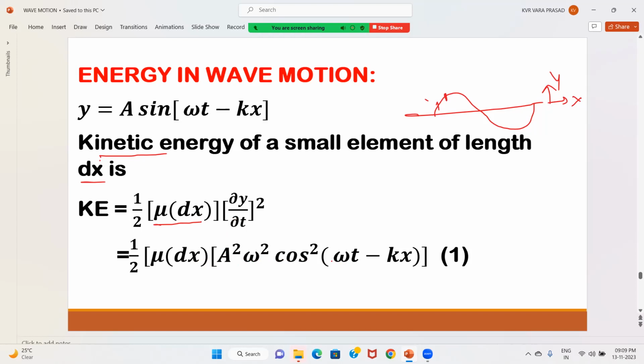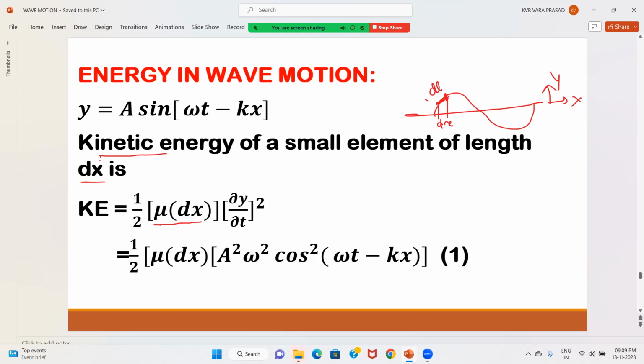Okay, right. Now see carefully one important point. If you take this element, its length was dx at the mean position. Now its length equals dl.